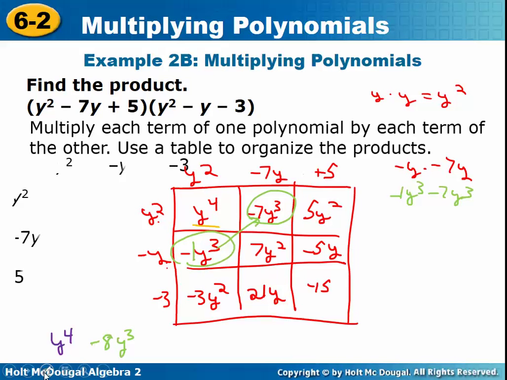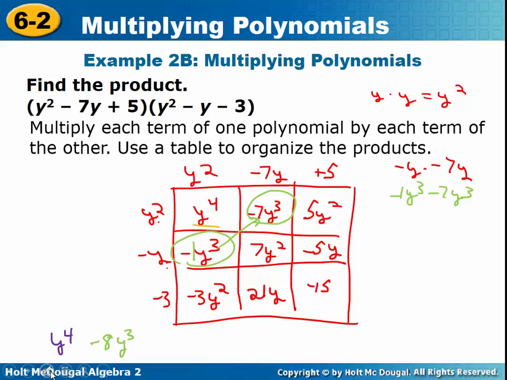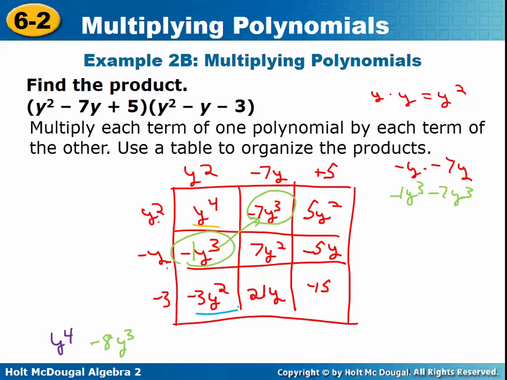All right, let's look for some more like terms. Let's see, how about blue? We have negative 3y squared plus 7y squared plus 5y squared along that diagonal. If they're positive, you put a plus. Okay, so I have negative 3 plus 7 is 4. 4 plus 5 is 9y squared.